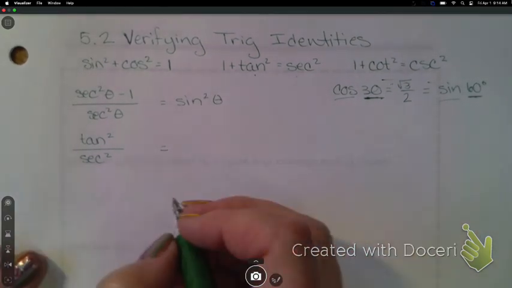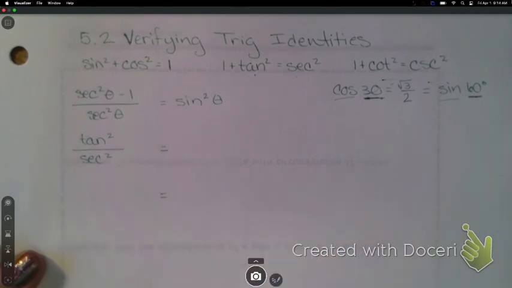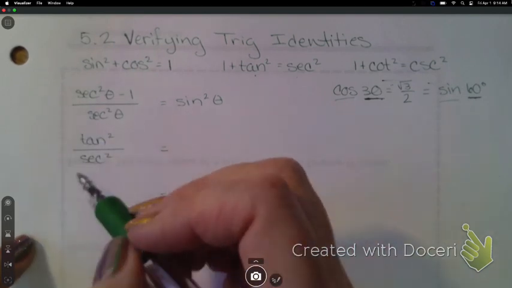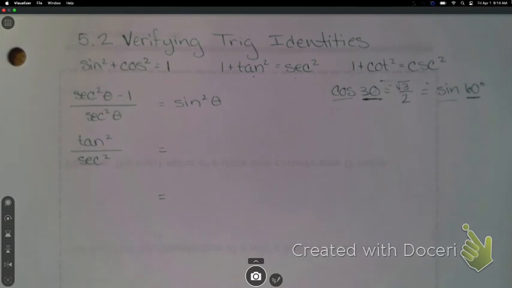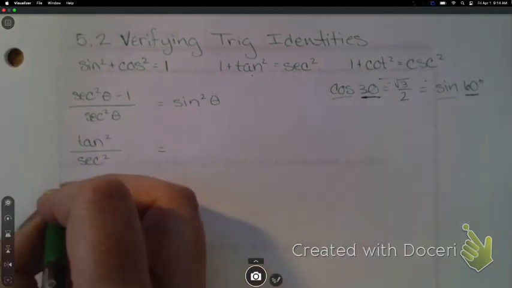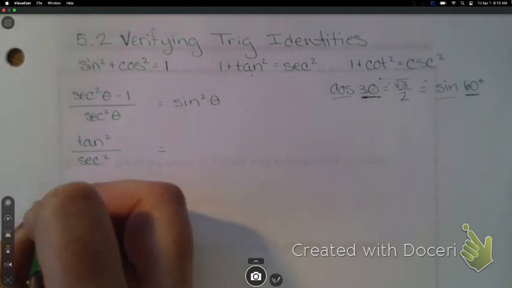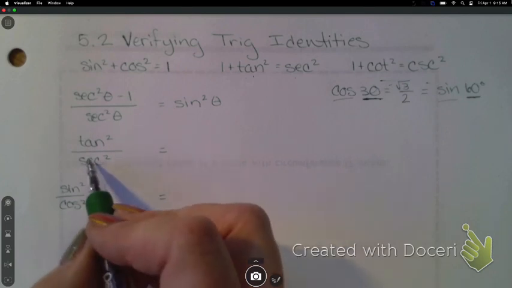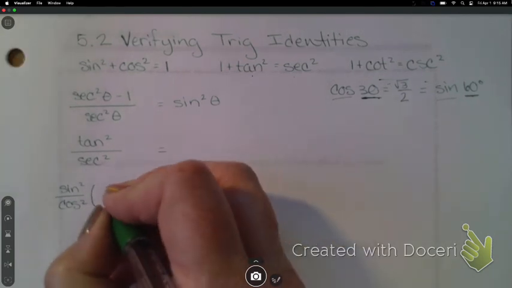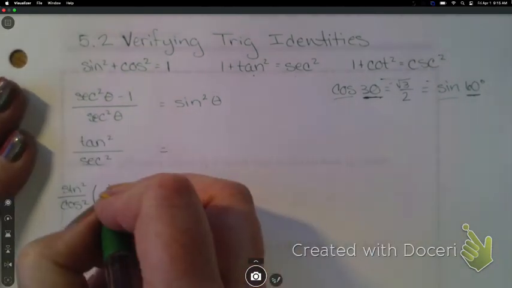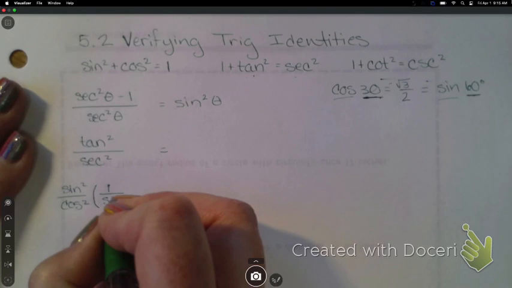So the next one could be, well, let's think about this. We're trying to get sine, correct? Yes. So we should probably turn these things into sines and cosines. Tangent is sine over cosine. So I have sine squared over cosine squared. And when I'm dividing by secant, I can also multiply by 1 over secant, yes? But what is secant? 1 over cosine. I'm not going to skip.